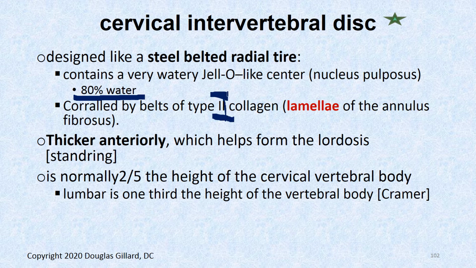That's an error. I have to fix that one too. Type 1 collagen. Type 2 collagen is in the nucleus more. Type 1 is very strong. That's like steel-belted radial. That makes up the lamellae of the annulus fibrosus. It's a little thicker anterior, which helps the vertical dimensions be a little bit higher, so it kind of causes a little bit of wedging and helps form the lordosis of the cervical curve.